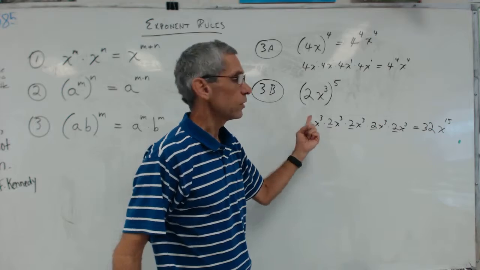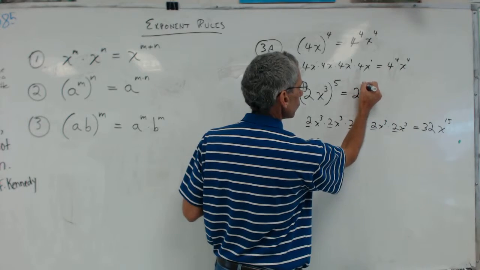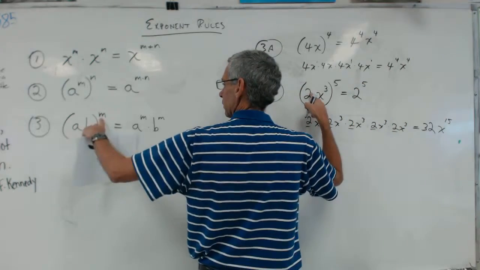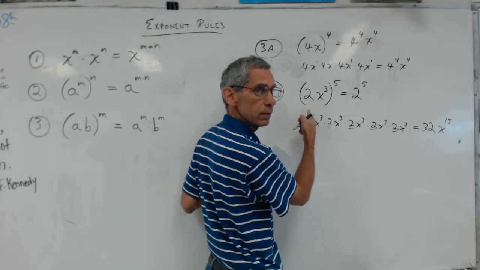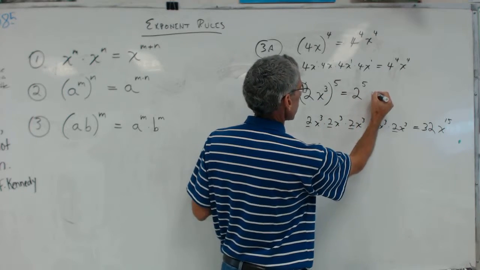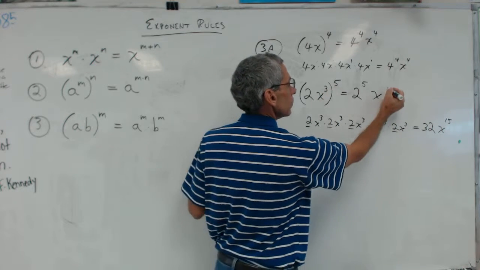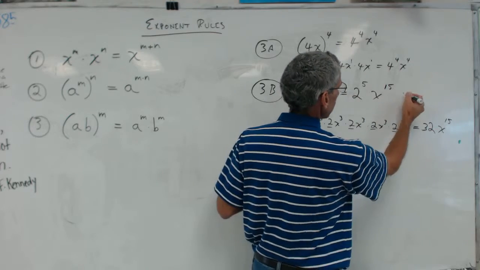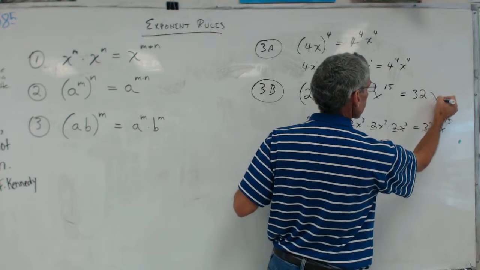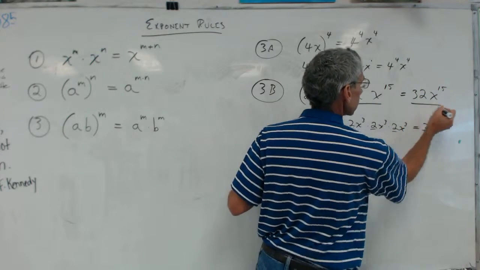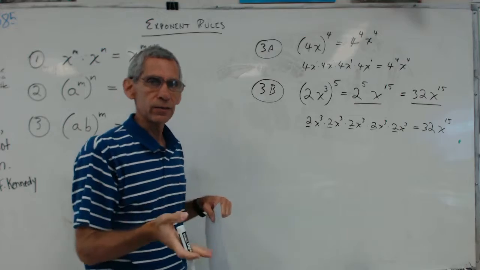That's what this means. But the shortcut is, it's 2 to the 5th power, right? This affects the 2 as well as the x cubed. Right? You with me? So it's 2 to the 5th times x to the, there's the parenthesis, 3 times 5, which is 15. Now, in this case, I could go further and say 2 to the 5th is 32 if I want. So I could say 32x to the 15th. Either one of those answers is correct. Right? You get that? Does it make sense? Is it making sense to you guys?